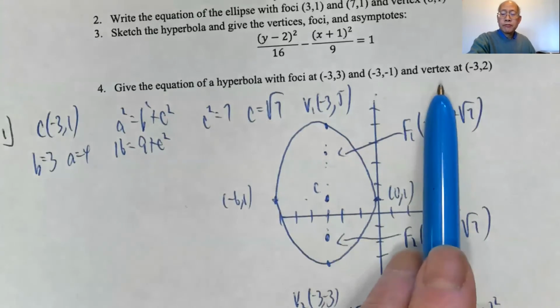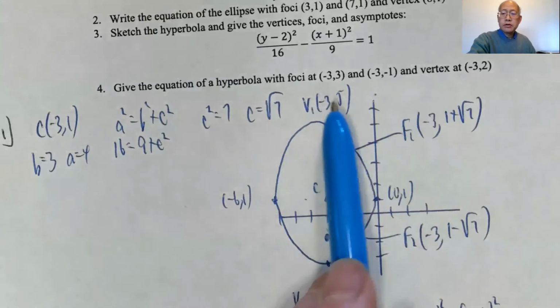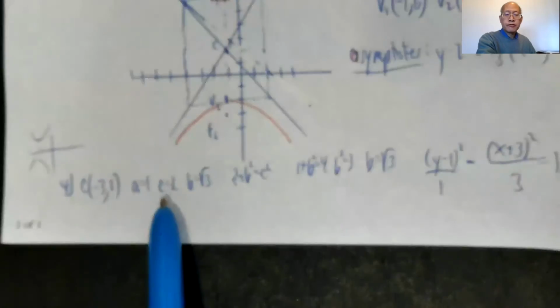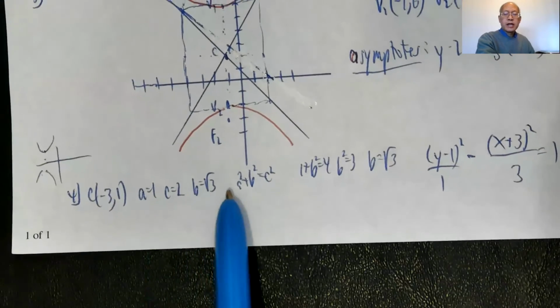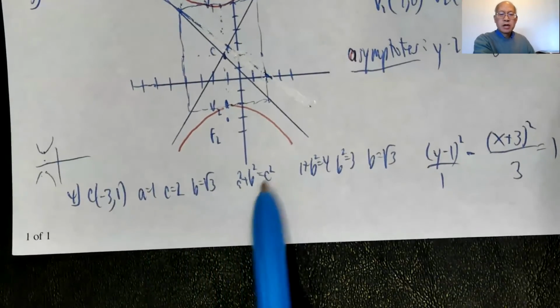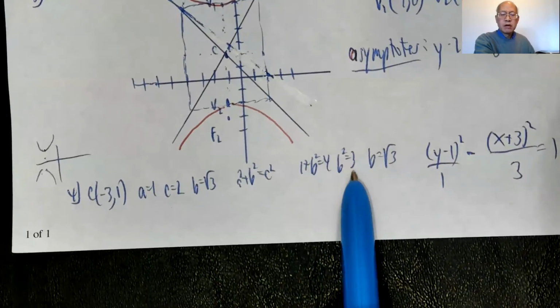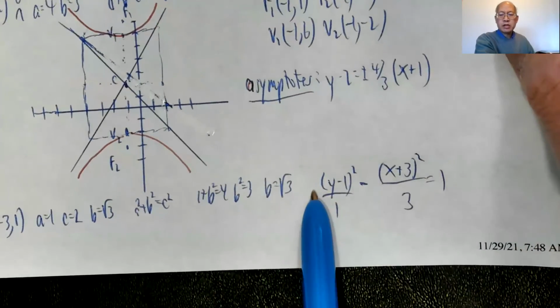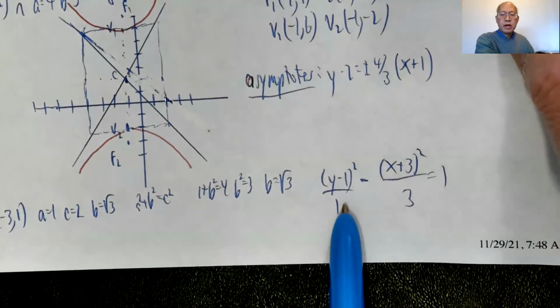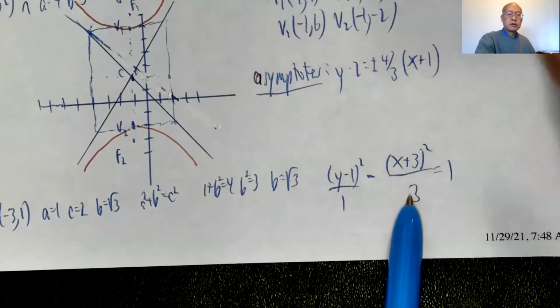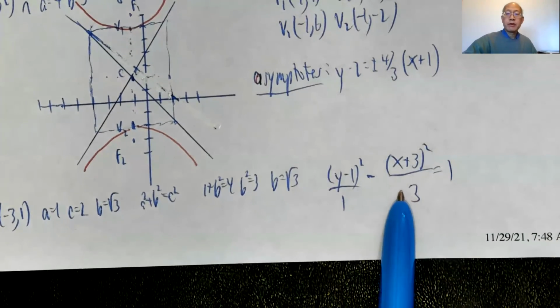So the distance from vertex to the center is 1. The distance from the focus to the center is 2. A squared plus B squared equals C squared. 1 plus B squared equals 4. B squared is 3. B equals radical 3. So my equation is (y minus 1) squared over 1 minus (x plus 3) squared over 3 is equal to 1. So that was the quiz 11 for Math 222.